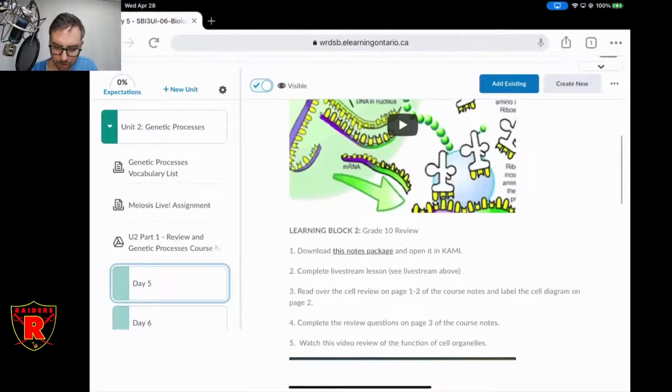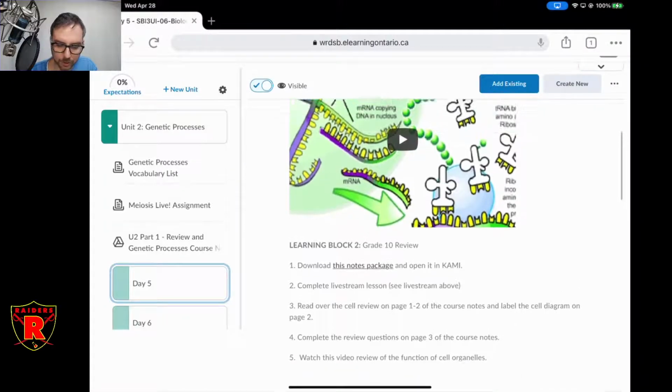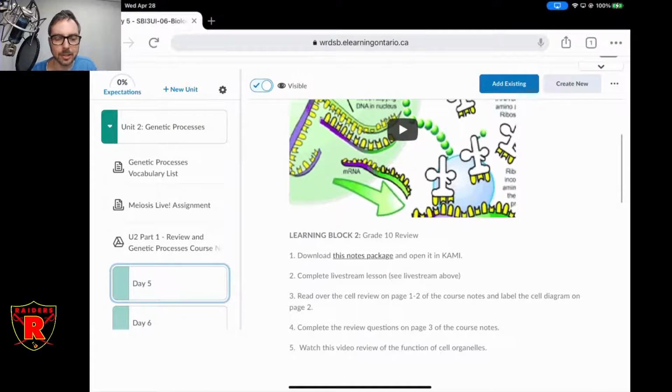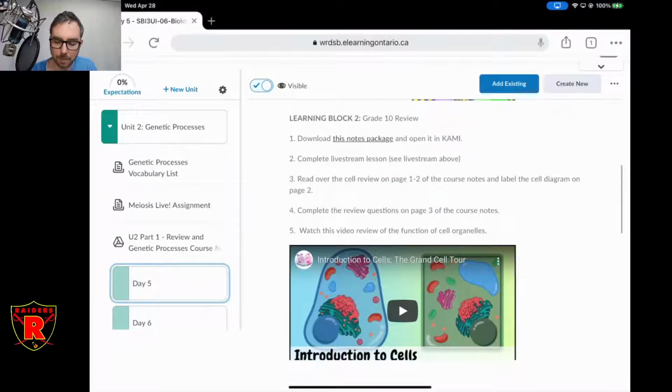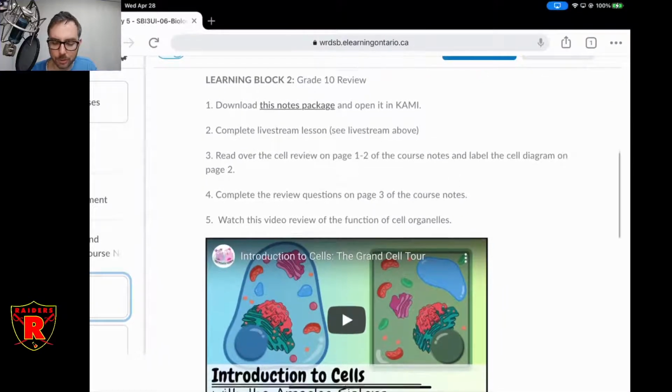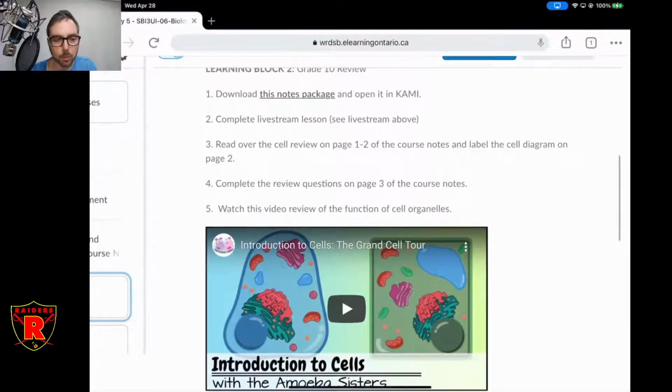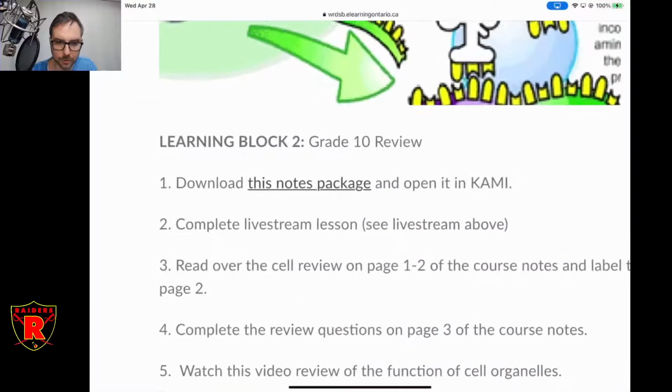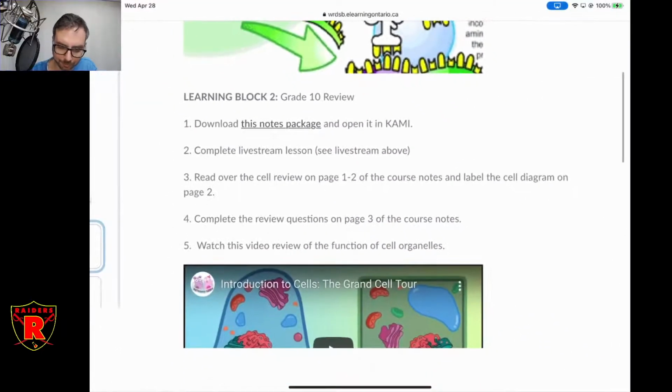All right, so we are going to start with a little note together where we're going to look at some basic cell biology stuff and DNA in a little bit more detail. So we're going to go over that together. When I'm done, there is a component that you're going to do. You're going to read over pages 1 and 2 of the course notes that are available right here. There's the note package, this note package. And that part is a review of organelles and their function.